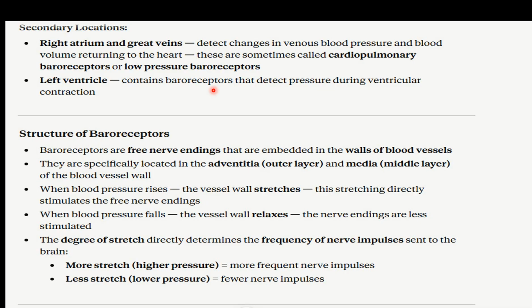ventricular contraction. Now we will talk a bit about the structure of baroreceptors. Baroreceptors are free nerve endings that are unmyelinated. They are embedded into the walls of blood vessels. They are specifically located in the adventitia, the outer layer, and the media, the middle layer of the blood vessel wall.